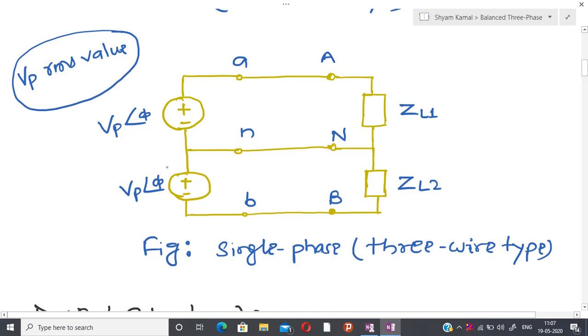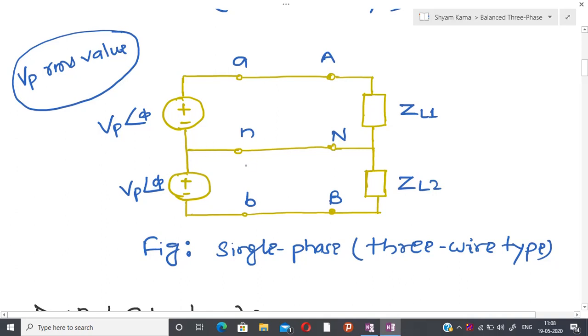So I have two identical sources, and whenever we say identical sources, it means both sources have equal RMS value of voltage and also the same phase. So you can see that the phase is the same. We have written these two in phasor form basically, and they are connected to the load by two outer wires.